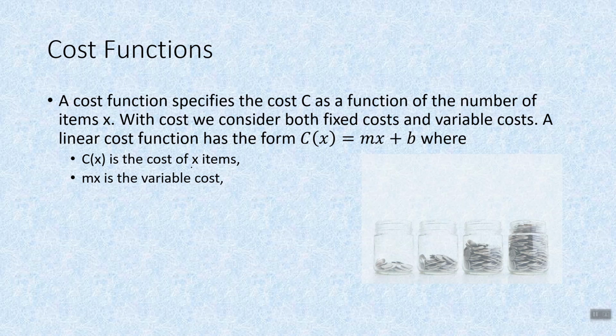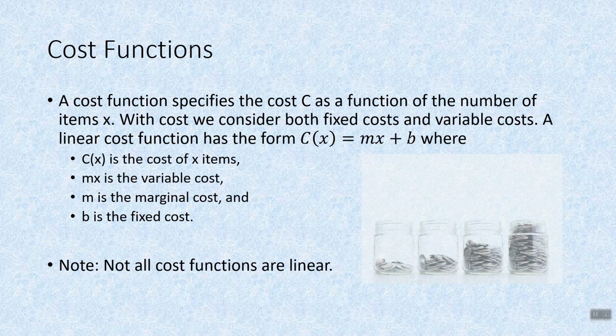mx is the variable cost. Notice it has the variable with it. However, m, that slope, that's the marginal cost. All right, so m stands for marginal cost. And this has a big play in your next class if you have to take applied calculus. And finally, b is the fixed cost. So the cost of x items, the variable cost, the marginal cost, and the fixed cost.